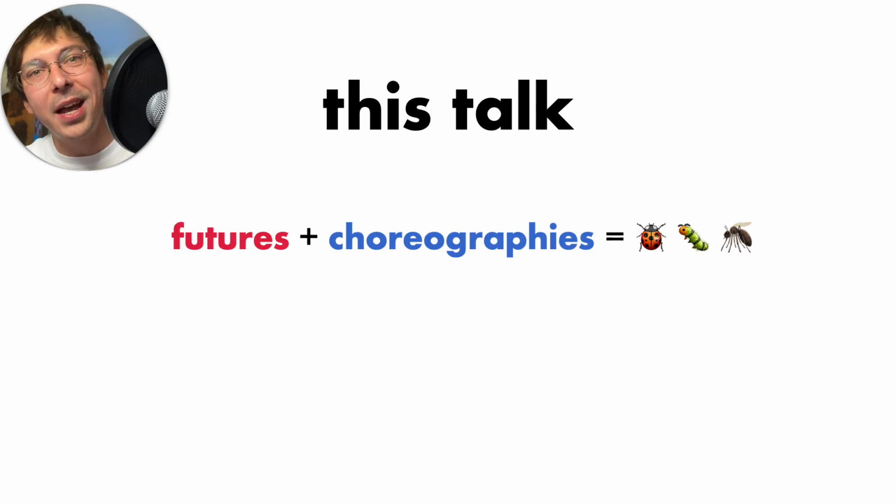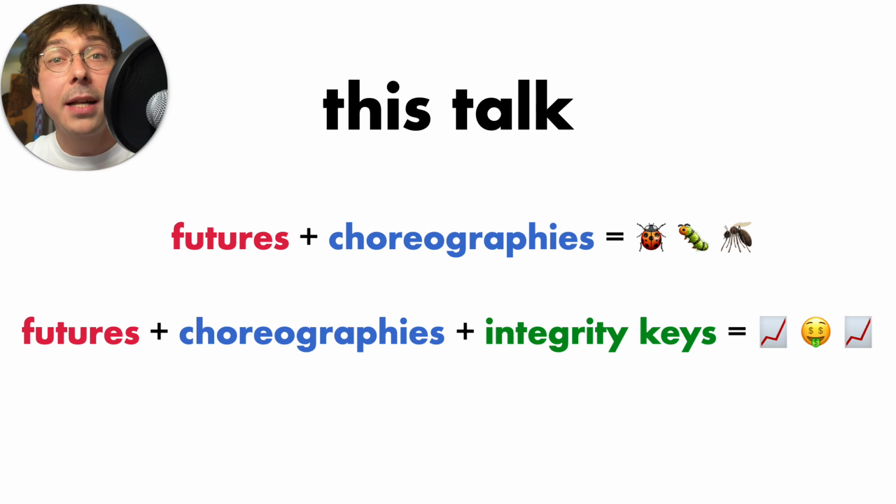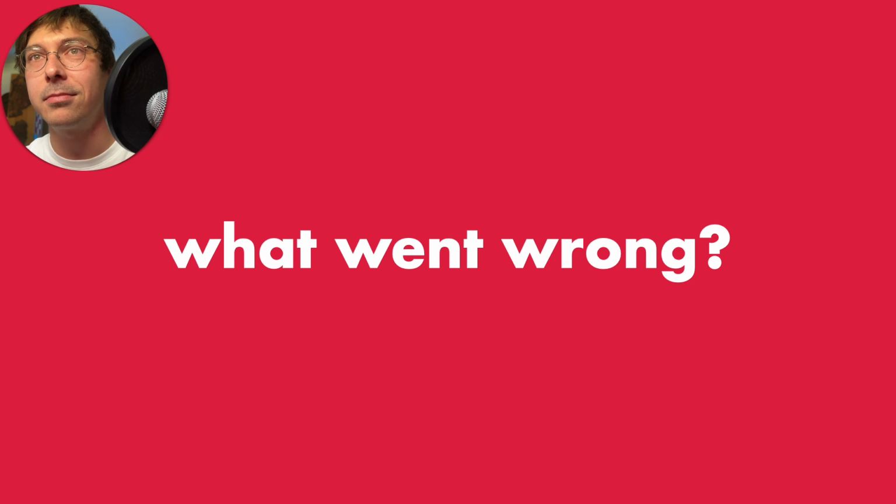So the point of this talk is to say that if you combine futures with choreographies, naively, you're going to get these really insidious race conditions that we call integrity violations. But all you have to do to prevent those race conditions is add something called integrity keys. And once you do that, you get all the performance you want and none of those particular terrible race conditions. Not all the performance you want, but you get the picture. You get some good performance.